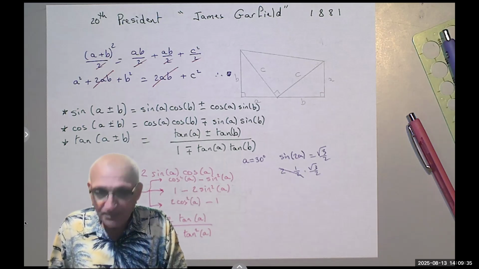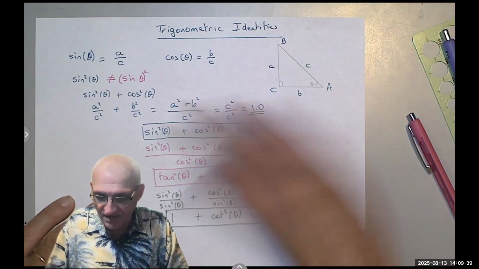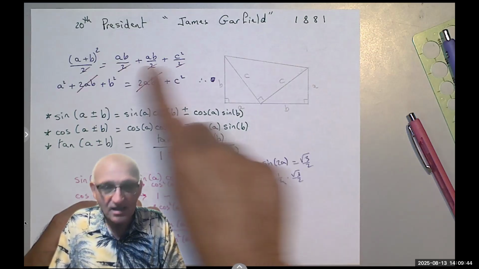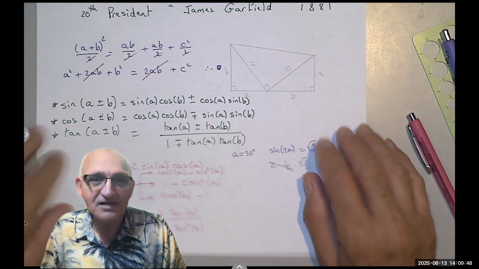Okay, I think I will stop here. It was a short lecture, but we covered many things. We proved the Pythagorean theorem using Garfield's method, and we had some neat stuff here, right?